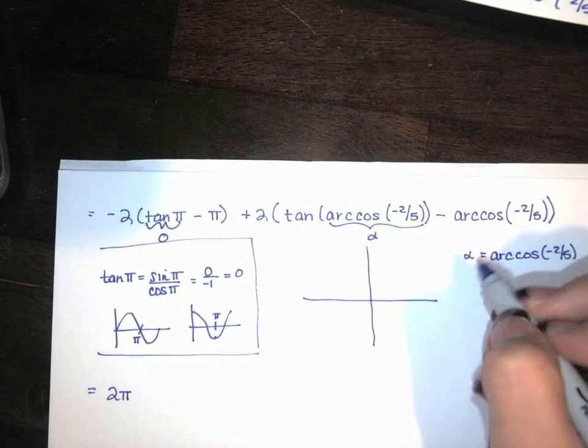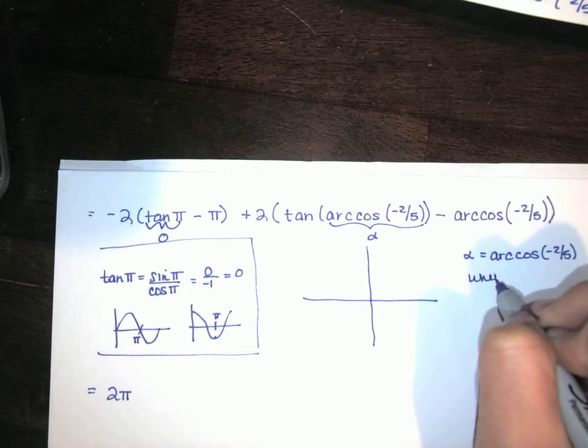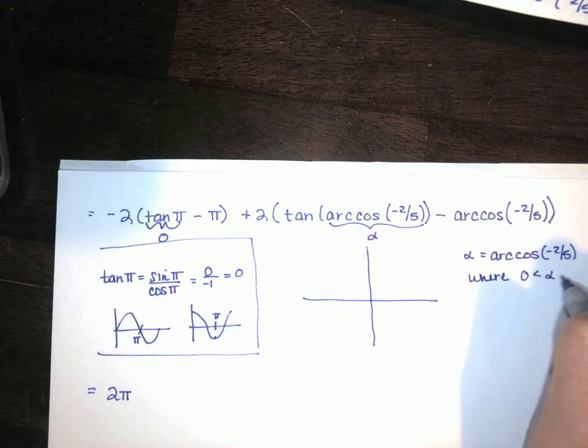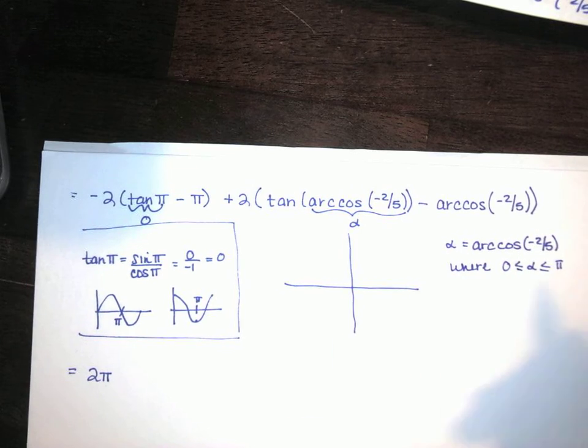It's probably been a while since you studied that. It's okay if you've forgotten. Most of us have, except us math teachers. We review it a lot. Alpha is between 0 and pi.